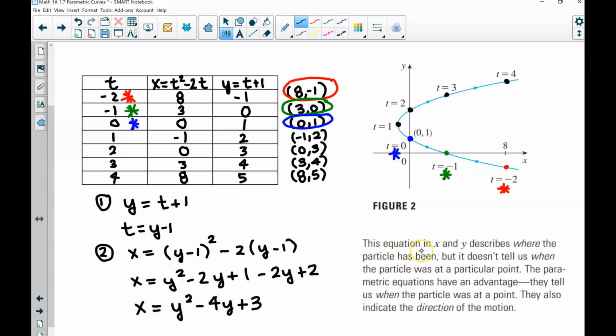So what this equation does, in x and y, is describe where the particle has been, but it doesn't tell us when the particle was at a particular point. So the parametric equations have an advantage. They tell us when the particle was at a point, and they also indicate the direction of the motion.